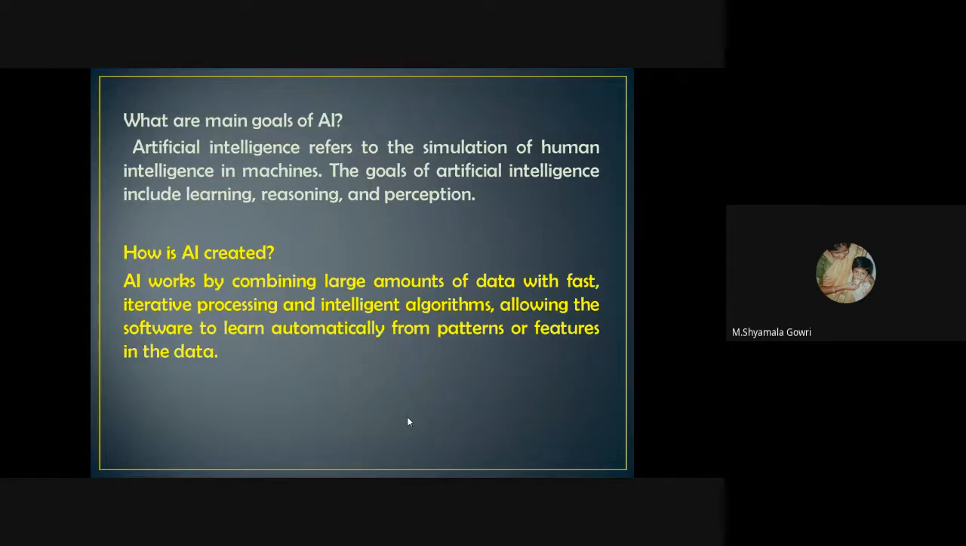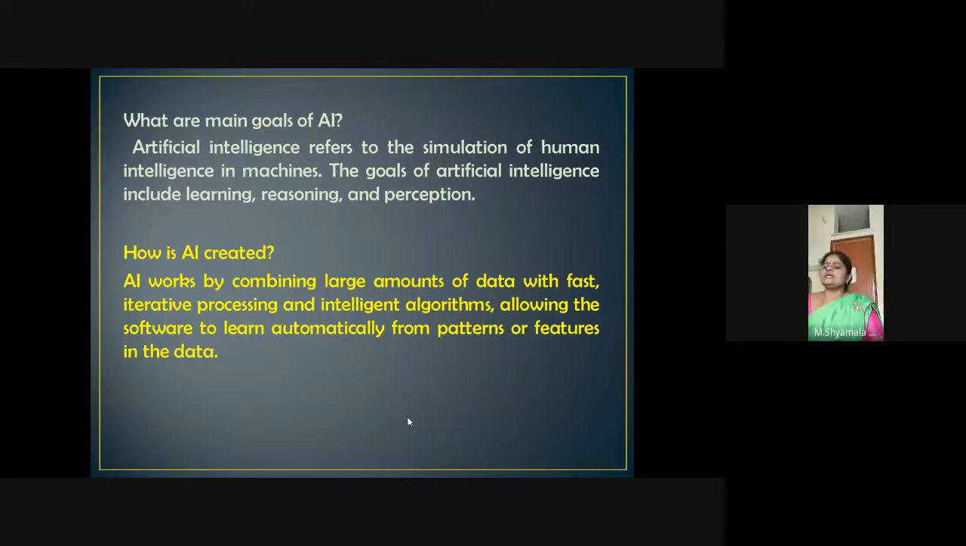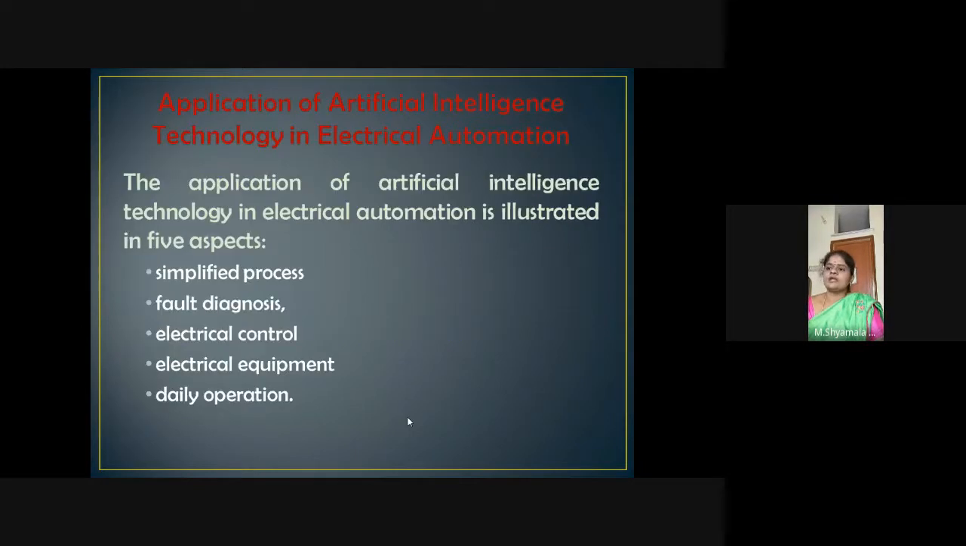AI works by combining large amounts of data with fast iterative processing and intelligent algorithms, allowing the software to learn automatically from patterns or features in the data. So with these basics, we will go to the topic: applications of artificial intelligence technology in electrical automation. Majorly, artificial intelligence technology is applied in electrical automation in basically 5 concepts.